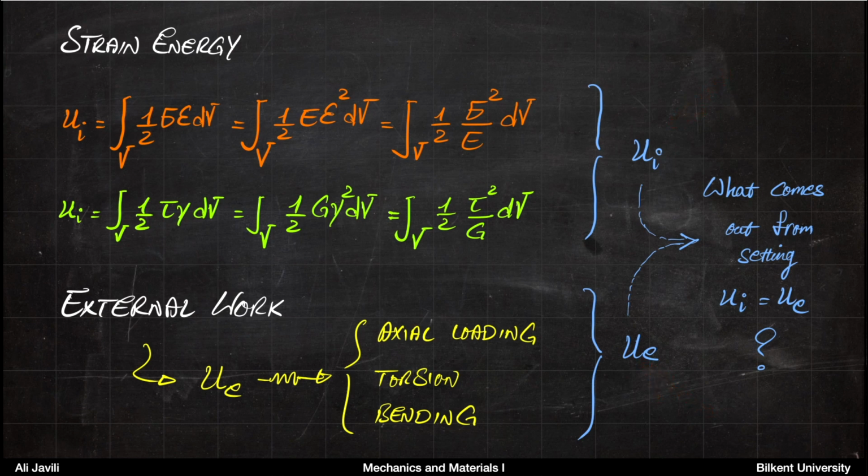What we want to do next is to see what comes out of setting these two being equal. So what happens as the consequence of UI equals UE? This is what we want to do. And in order to do that, we want to specifically go through these three cases.